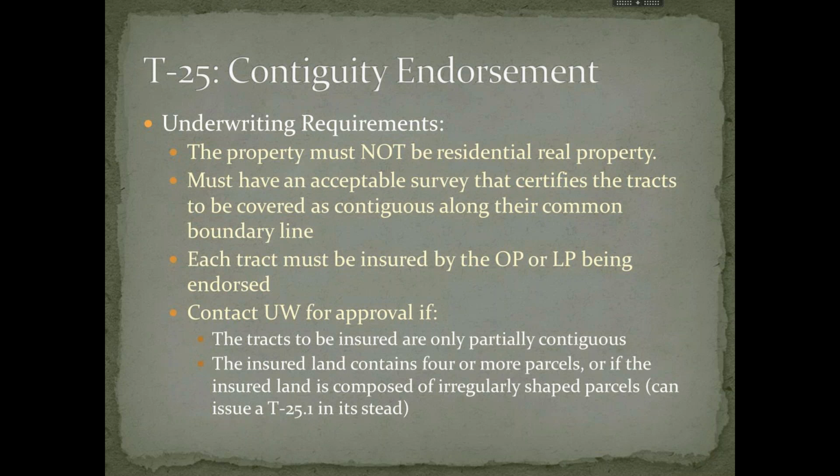And then again, each tract that is to be insured has to be endorsed, right? So you have one endorsement per tract. And if you have, again, tracts that are only partially contiguous, like they're only kind of touching, or 4 or more parcels, or they're irregular shaped parcels, again, contact underwriting. They'll point you in the right direction. Or you can ask me, I'll point you in the right direction too.